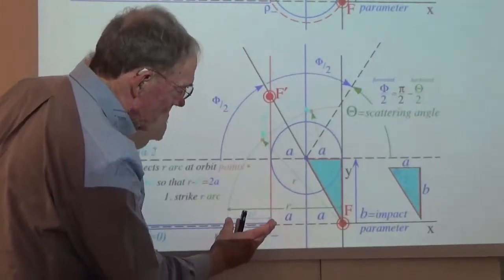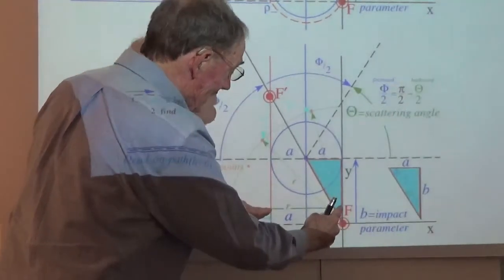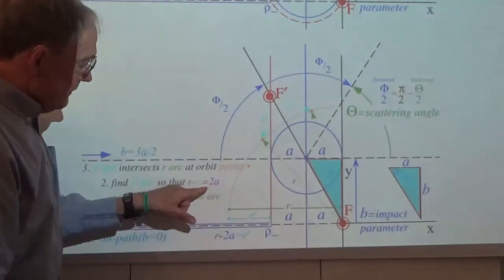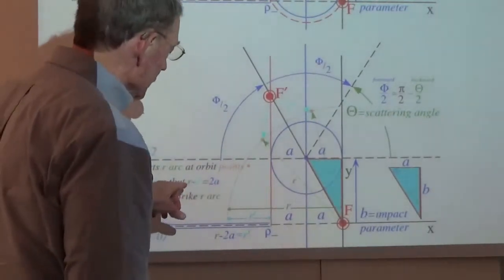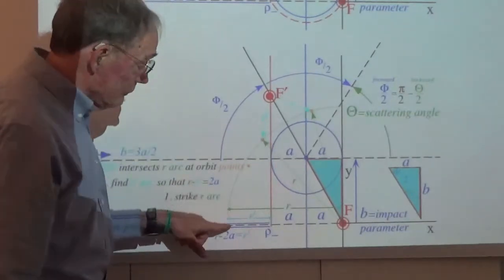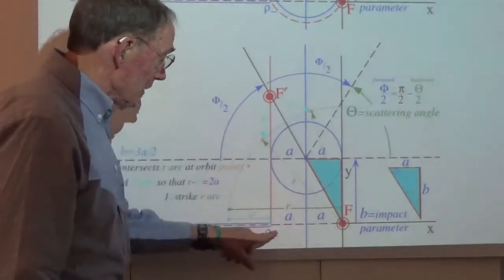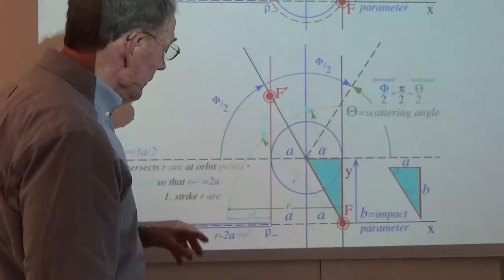But in any case, the idea is that the difference between R prime and R, that's this distance here, subtracted from 2A, that's what we're doing. We're getting the R prime to be equal to R minus 2A, 2A right there. That's what we need to do.